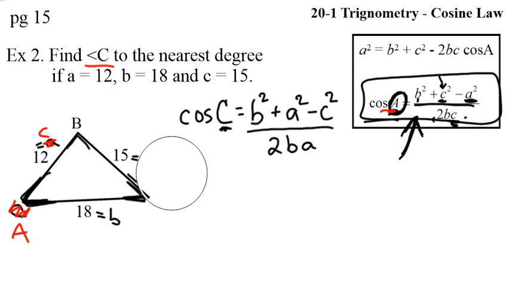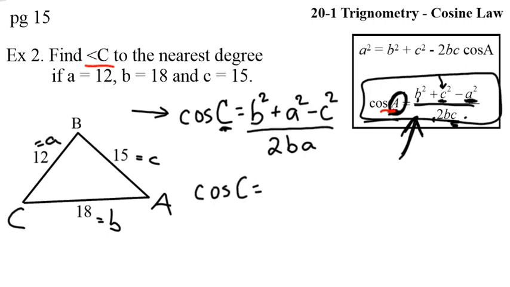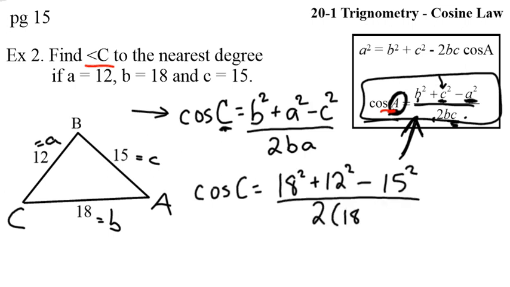Either way is going to get you the right answer, but you have to make sure you're using the right values. So again, very quickly, I'm just going to use my new formula with the variable switched up. A is 12, there's A, 15 is C, so there's C, there's B, and there's B. So now I substitute in. Cosine of C is B squared, 18 squared, plus A squared, which is 12 squared, minus C squared, which is 15 squared, over 2 times 18 times 12.